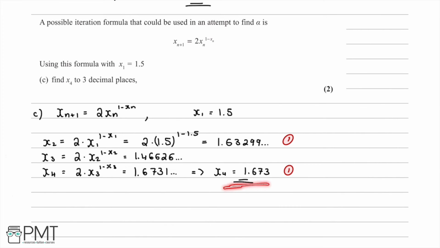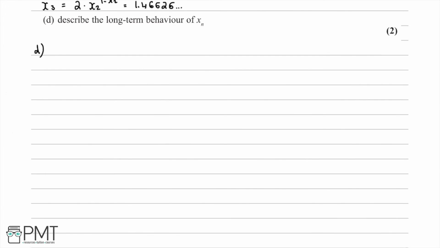So in part D of this question, we're asked to describe the long-term behaviour of xn. So as n tends to infinity, what happens to the value of xn? So that's what the question's asking us.